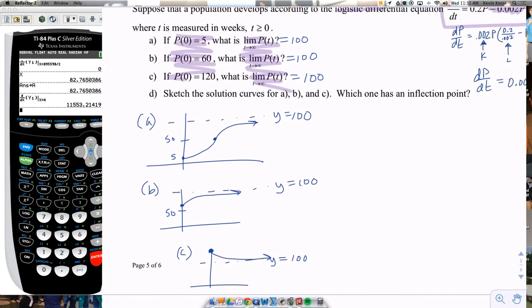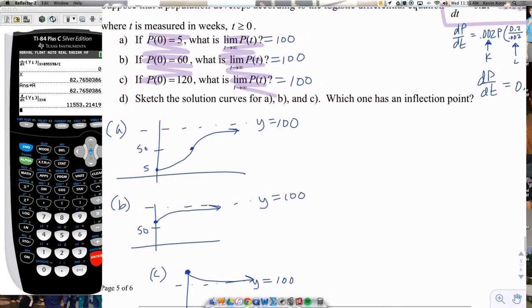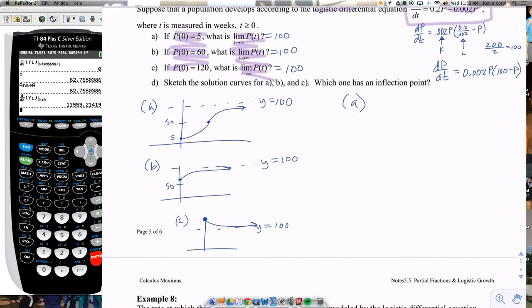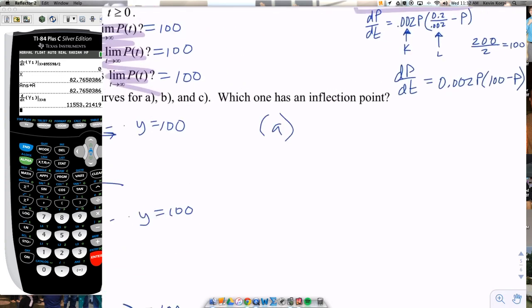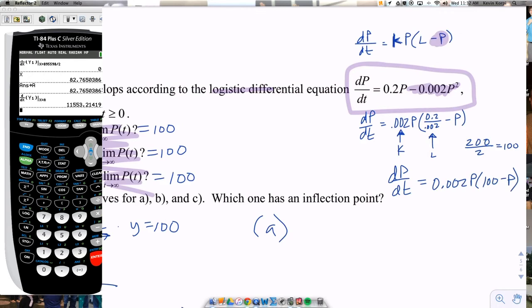So in part D, the last question says which one of the solution curves actually has an inflection point. Our relevant domain is t greater than 0. Notice it said that up here. The only one that has the inflection value showing is A. Part A. I've seen questions like that. Again, not that difficult, but it does require a little bit of factoring to get it into the standard differential form.